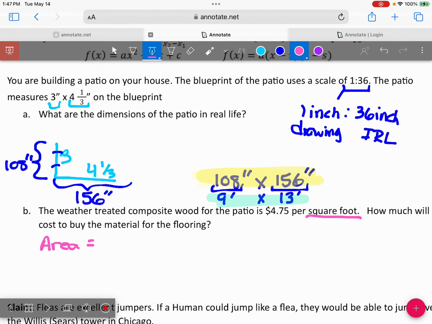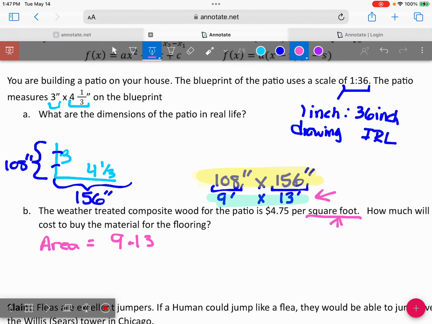Length times width, multiply them. Yes, you're both right. So we're going to take our 9 times our 13. Since we want this to be square feet, it's going to be easiest if we use feet, so that I don't have to do a unit conversion upon a squared thing, because squared things are gross to convert.